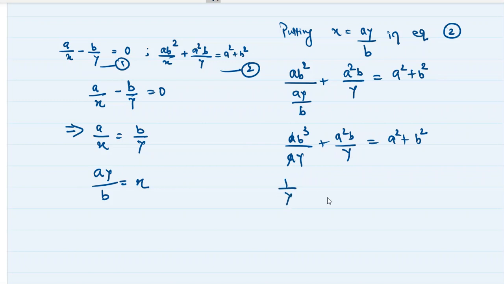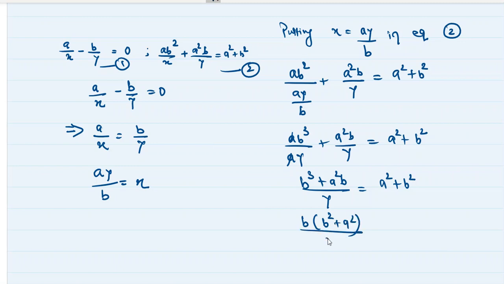1 by y, which is common, bracket. Okay, if you don't want to take common, it's not a problem. Y is in the denominator, so common denominator, that means no need of taking LCM, so you can directly write them as b cube plus a square b the whole upon y is equal to a square plus b square. Correct? Now take out b common from the numerator, and you get b square plus a square the whole upon y is equal to a square plus b square.